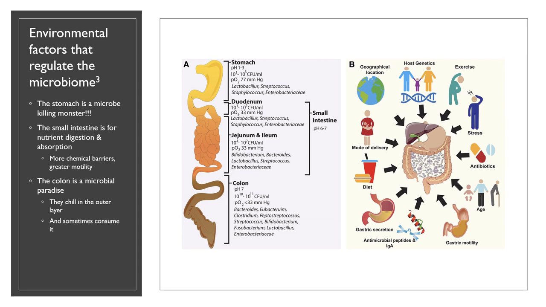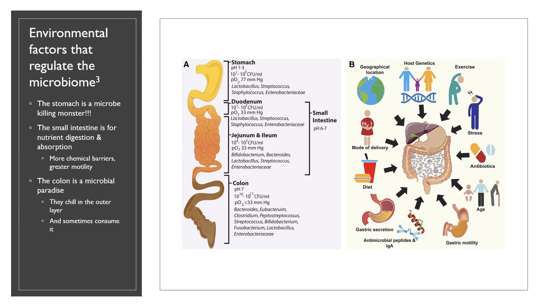Next, we have the small intestine, which we break up between the duodenum, which is the first part, and then the jejunum and ileum, which are the second and third parts. Again, the duodenum, since it's receiving that acid load from the stomach, starts to have very little bacteria, although the pH does increase due to bicarbonate being dumped in there.